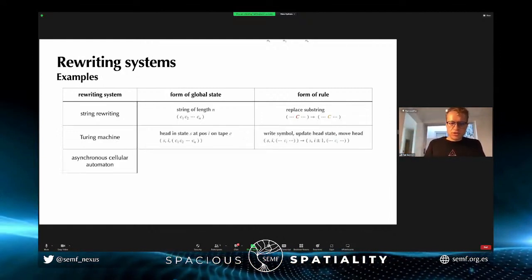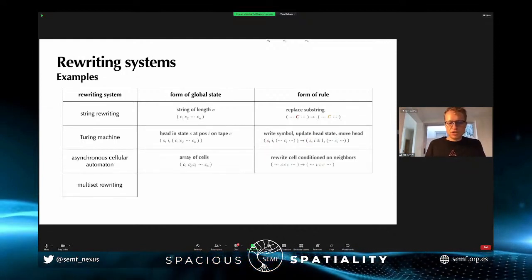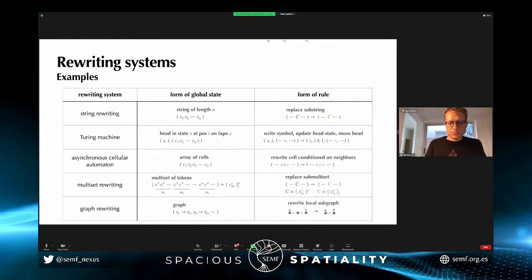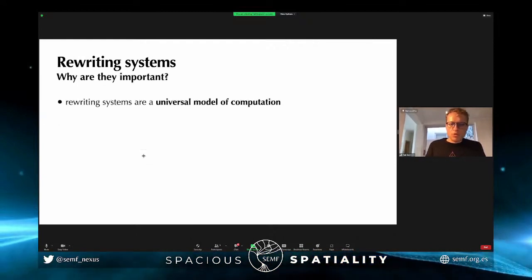But there are lots of constructs that you can phrase in terms of rewriting systems, which we're not going to get into. Maybe we might get into graph rewriting systems. Okay, why are they important?